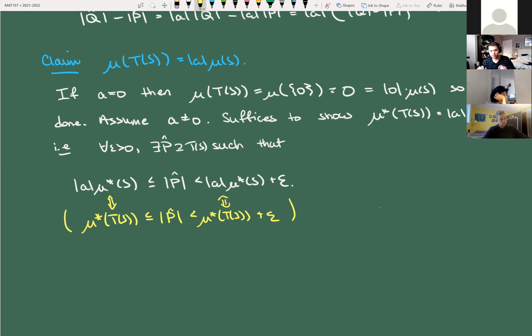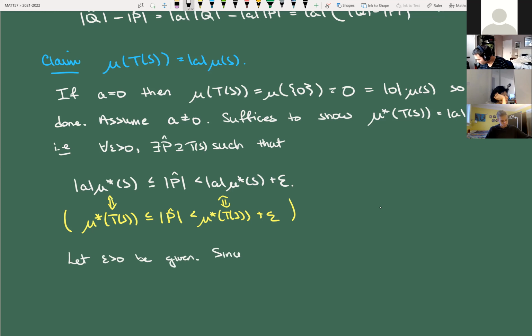Okay, so that's what we're going to do. And again, we're going to use the fact that S is measurable. So since S is measurable, or let's say again, let epsilon greater than 0 be given.